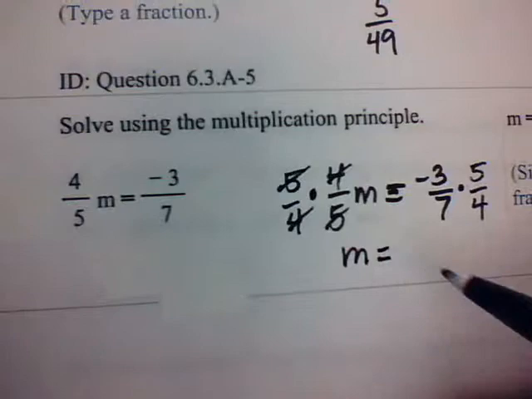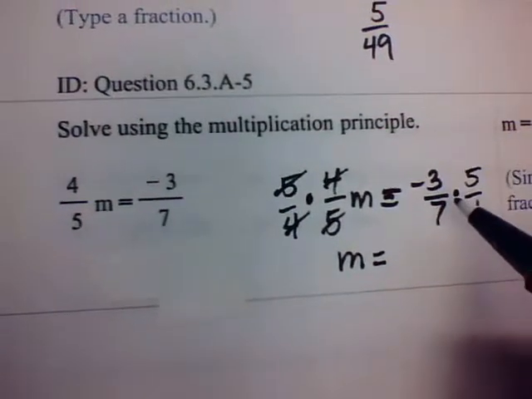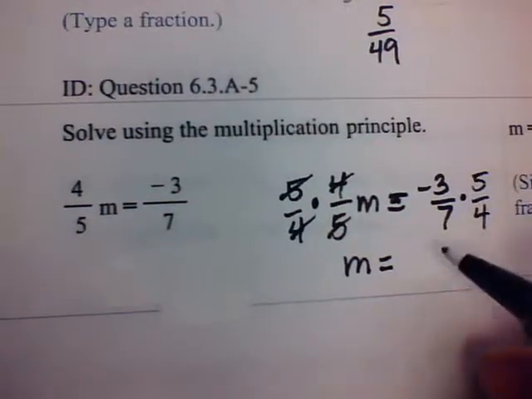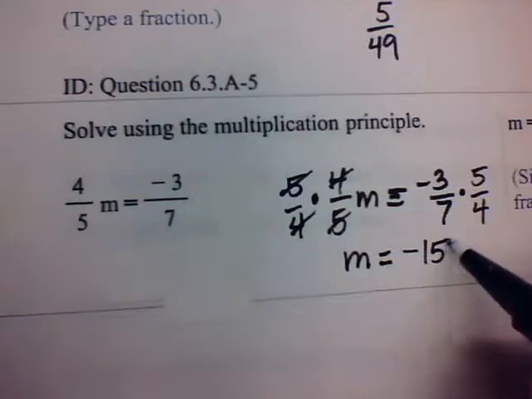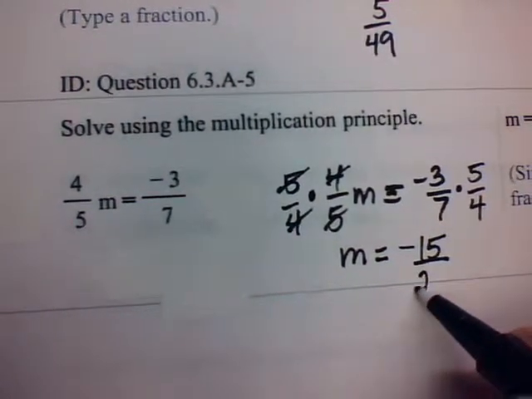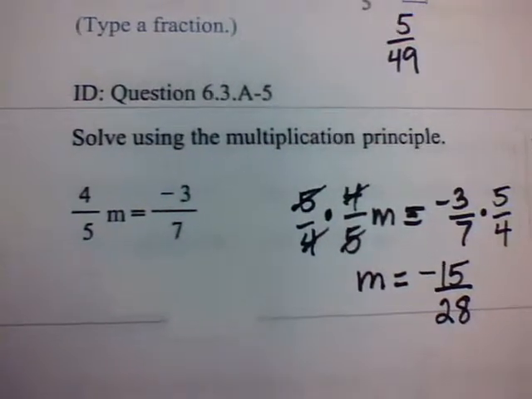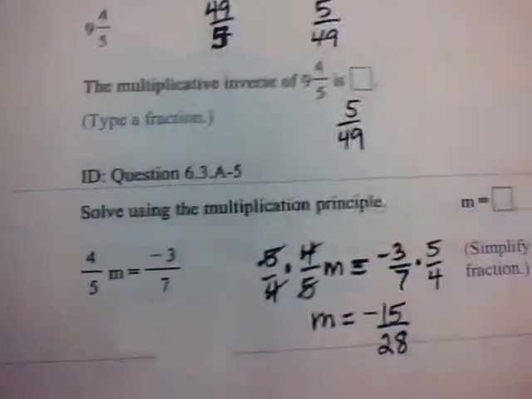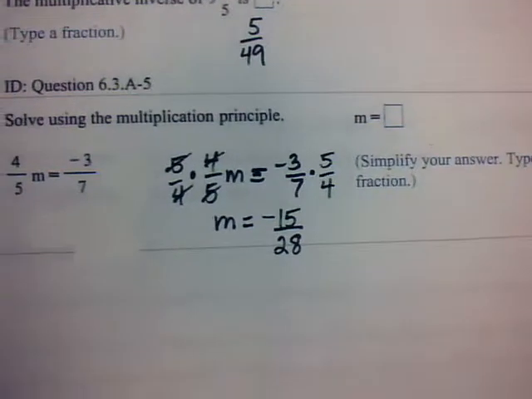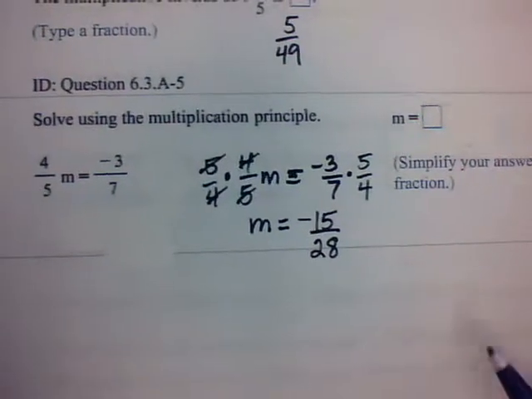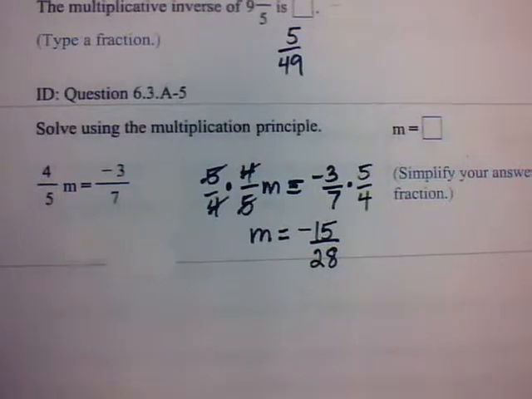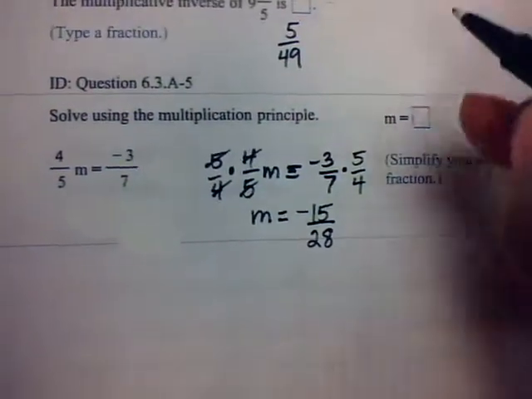I'm left with m. On the right side of the equation, I'll do negative 3 times 5, that's negative 15, over 7 times 4, which is 28. So in this case, m is equal to negative 15 over 28 would be your solution. And all you do there is just type in negative 15 over 28 as your answer.